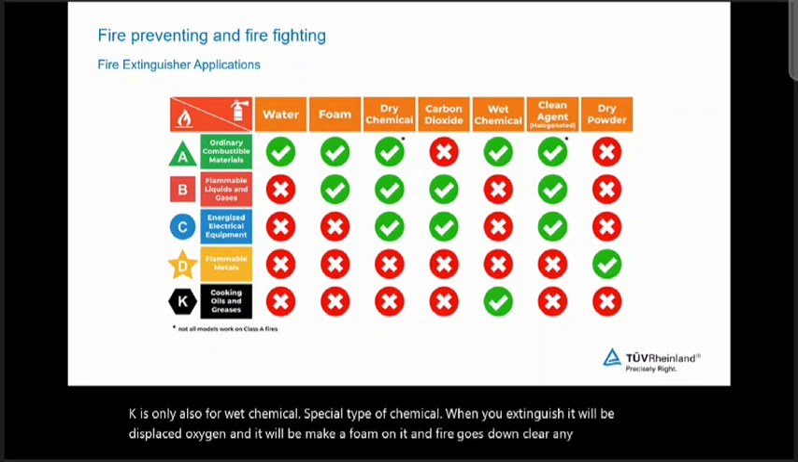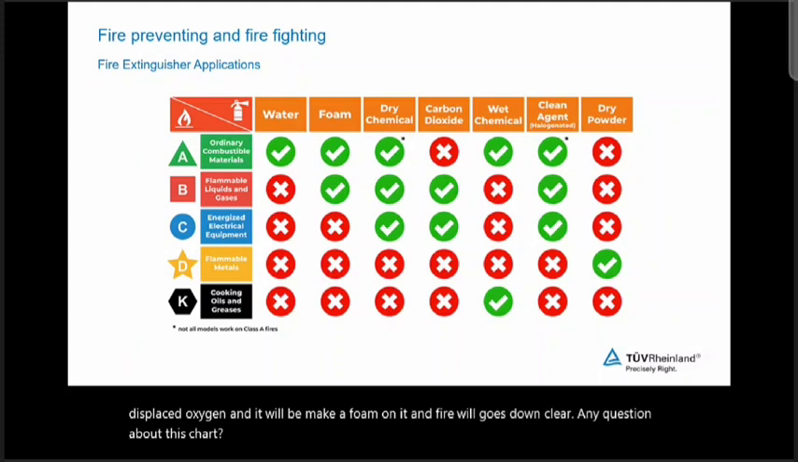Any question about this chart? Yes, gentlemen.